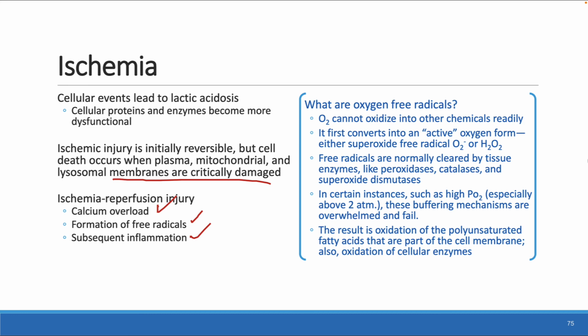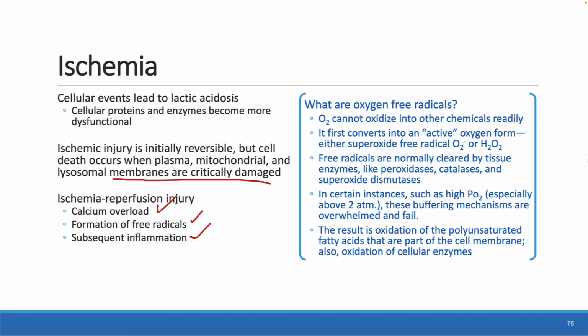I'd been in classes all the time where I heard about oxygen-free radicals. I had no idea what that was. Well, oxygen-free radicals, and you can read this chapter in Guyton and Hall, are specific forms of oxygen. So let me just explain. Oxygen can't oxidize into other chemicals by itself. O2 in that form cannot participate in the oxidative process.